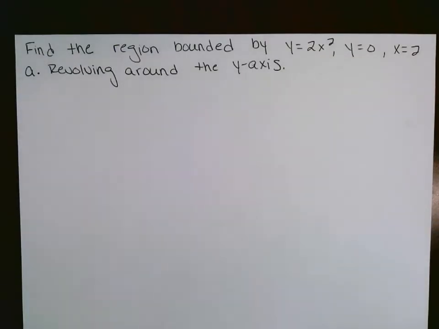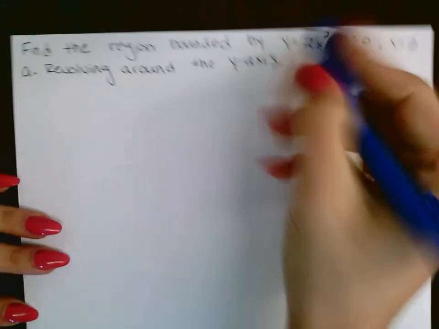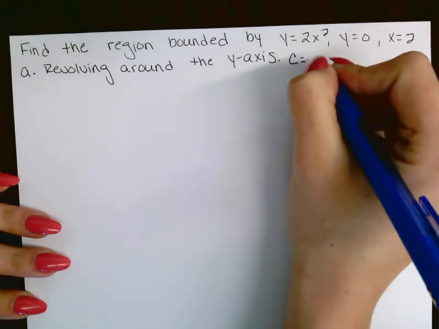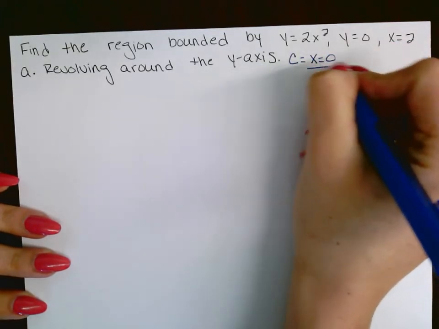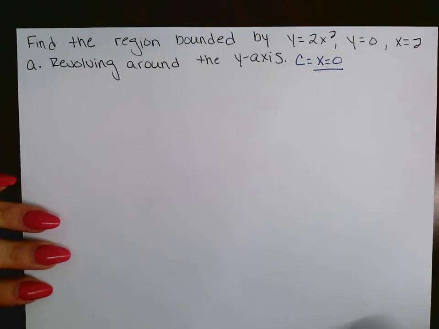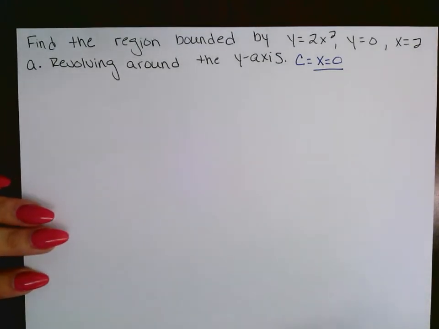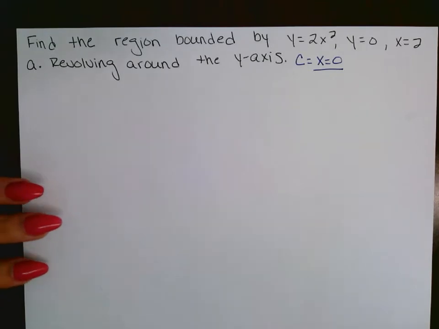All right, so here's our question. It says, find the region bounded by y equals 2x squared, y equals 0, and x equals 0. And then the first question I'm going to ask you is specifically revolving around the y-axis. If I'm revolving around the y-axis, who is my C? C is x equals 0. Okay, is this a rolly or a white girl? This is a rolly.